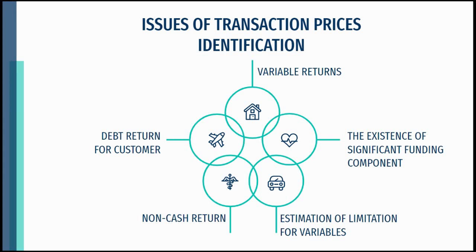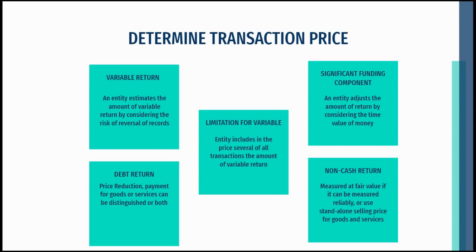So these issues may vary when we determine the revenue recognition and the measurement for each issue. Next, how to determine each issue's transaction price. For the variable return, an entity estimates the amount of variable return or rewards by considering the risk of reversal of records, but this has a limit. It is explained in the limitation for variable. The entity includes in the price several of all transactions the amount of variable return.